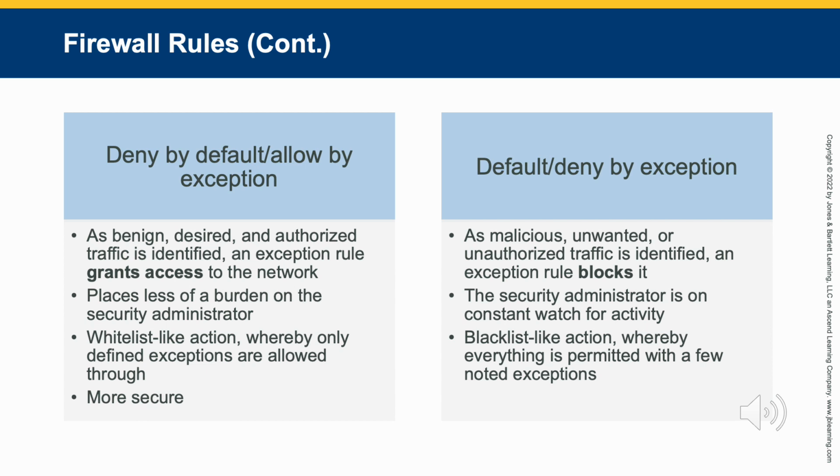Deny by default, allow by exception. Also benign, the desired and authorized traffic is identified. An exception rule grants access to the network and places less of a burden on the security administrator. This is a whitelist action, whereby only defined exceptions are allowed through, and is a little bit more secure. Default allow by exception is a practice where malicious or unwanted or unauthorized traffic is identified. An exception rule blocks it. The security administrator is on constant watch for activity. This is a blacklist action, whereby everything is permitted with a few noted exceptions.